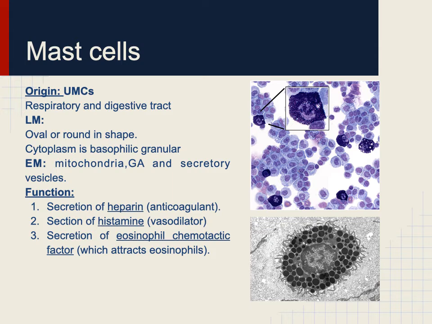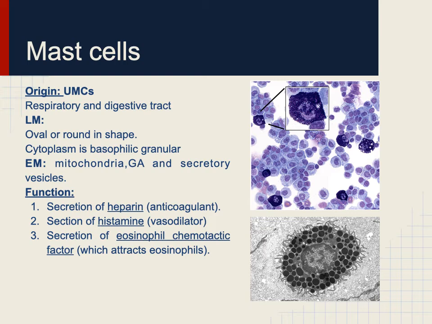Another type of cell is the mast cell. It originates from UMC, or undifferentiated mesenchymal cell. They are present mainly in the respiratory and digestive systems. They are oval cells. The cytoplasm is very rich in large secretory granules. Plasma cells do not contain secretory granules, while mast cells contain secretory granules. By electron microscope, the cytoplasm is rich in mitochondria, Golgi apparatus, and secretory vesicles.